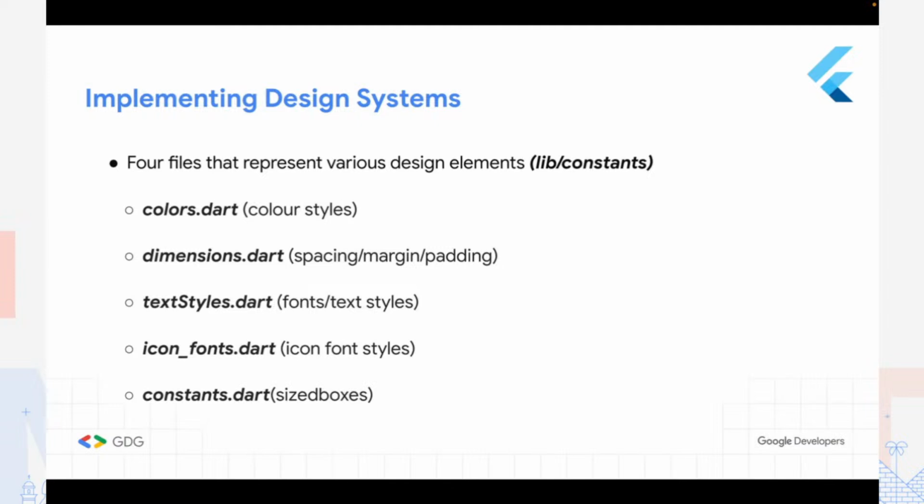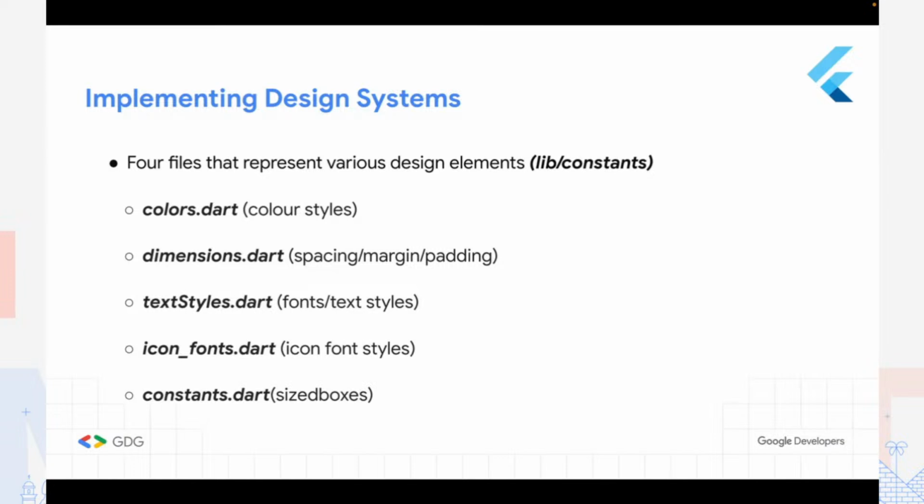So now, the way we have design system, there are no particular fixed rules to create design systems. We can create design systems as per our convenience. So the way I do it is I have a colors.dart file that is going to have all the color constants or all the color styles, and dimensions.dart, that is going to have spacing, margin, padding, all of these elements that I'll be using in the application.